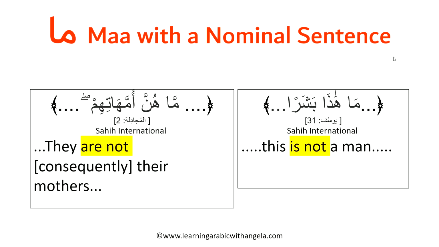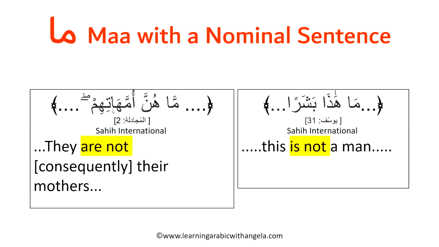Straightforward. Now, ما with a nominal sentence. ما هذا بشرا. This is not a man. So over here we have a nominal sentence. هذا and بشرا. So subject and predicate. الاسم والخبر. When we add over here ما, the predicate is going to take the accusative case. So it's going to take a fatha. Instead of هذا بشر, ما هذا بشرا. So that's going to change to double fatha over here. This is not a man. So الاسم is هذا والخبر بشرا.